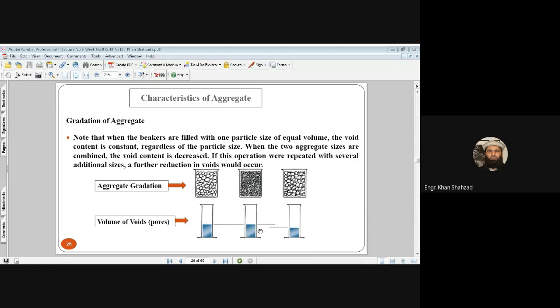So which one is better, beta? Sir, third one. Last one. Why the last one? Sir, because in this everything is well graded. Okay. This has fewer voids.